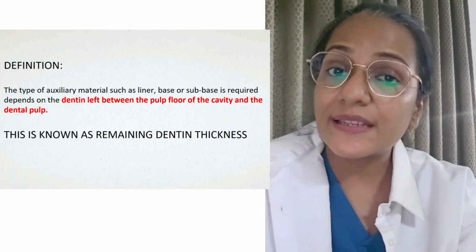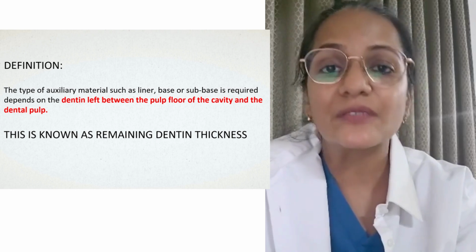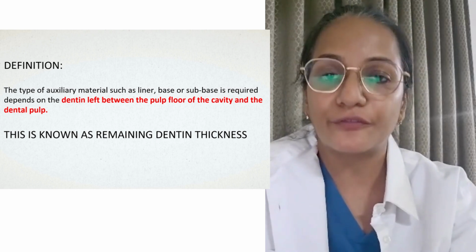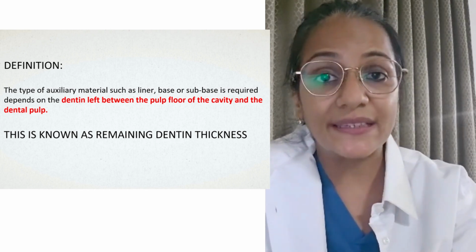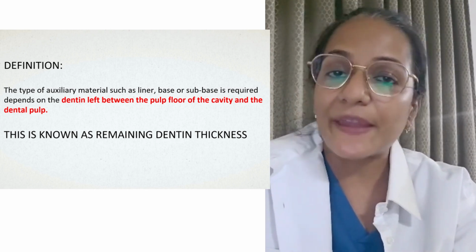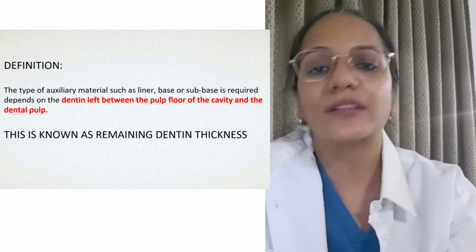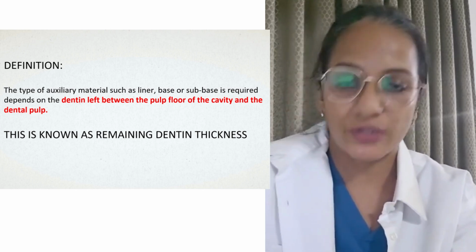Now, how do we know which pulp protecting agent to use, when and under what condition? Here is where your remaining dentine thickness comes into play. So, remaining dentine thickness is defined as the dentine which is left between the pulpal floor of the cavity and your dental pulp. And this is really important because depending on the remaining dentine thickness, you will either apply a liner, a varnish or a base.